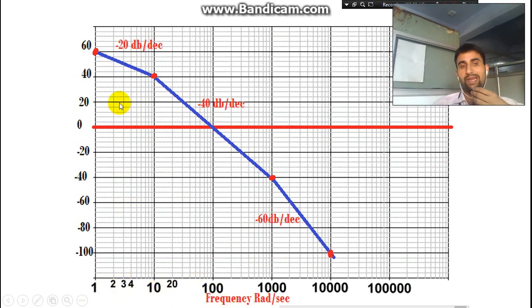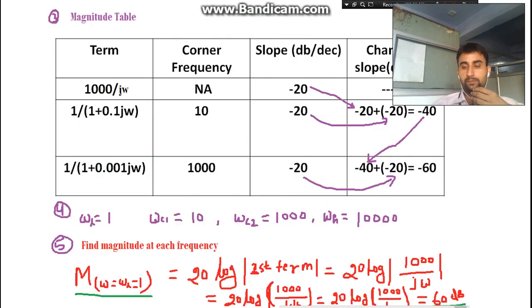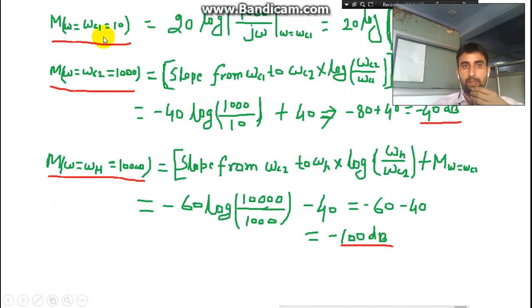According to your magnitude as well as frequency, now we have four frequencies: omega l is equal to 1, omega c1 is equal to 10, omega c2 is equal to 1000, and omega h is equal to 10,000. And we also have the magnitude at omega l equal to 60, omega c1 equal to 40, omega c2 equal to minus 40, and omega h equal to minus 100 dB.